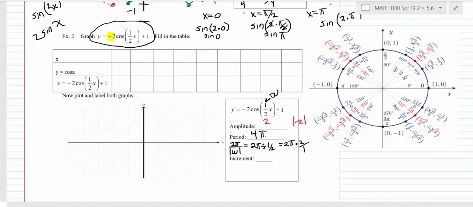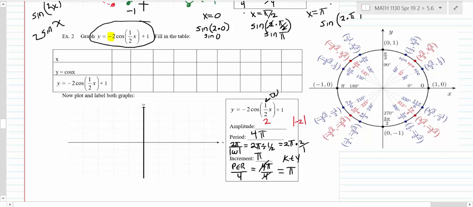So always start that way, find the period and amplitude and get that out of the way, and then the key is to figure out how to do your x-axis. What we do is take the period and divide it by 4. That ends up finding for us where the 5 key points go. So the period's 4 pi, I divide that by 4, then I get pi. So our increment is pi, which means when we do our x-axis, we want to go by pi.